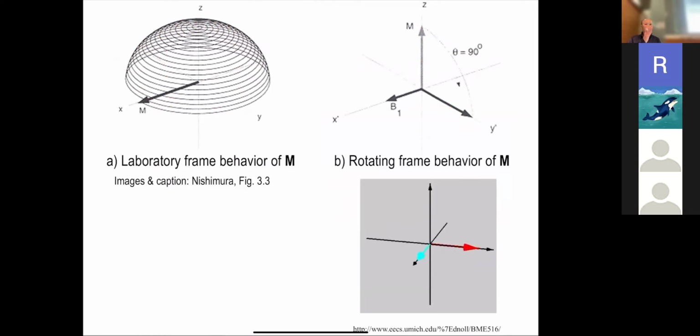So for pretty much everything, you can always assume that whenever we talk about things in this course, we've done all the math to get into the rotating frame of reference, right?